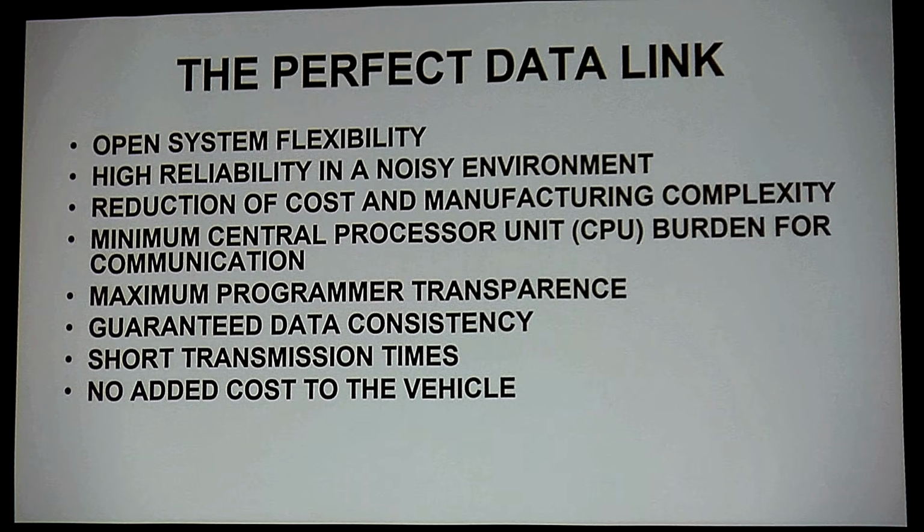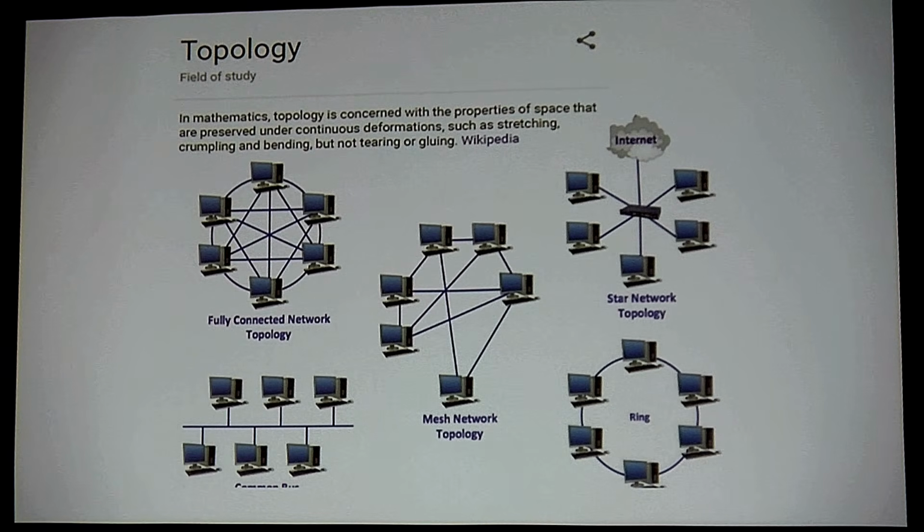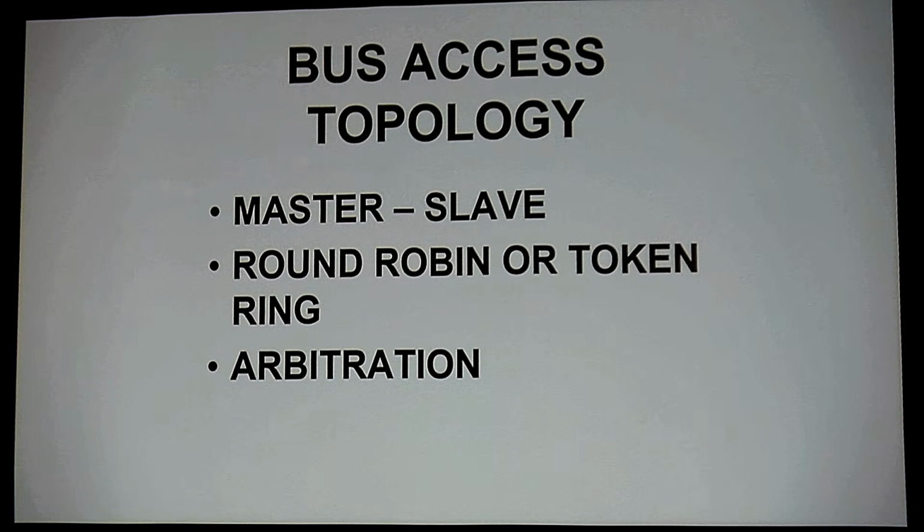The best scenario for the vehicle that we're producing or engineering right at this time. We have topology. So basically, this is just the way it's laid out, right? This is how the system lays out. Each different one is going to tell me something just a little bit different about what I might expect from it. I can have a master-slave system. I can have a round robin or a token ring, and we can have arbitration.